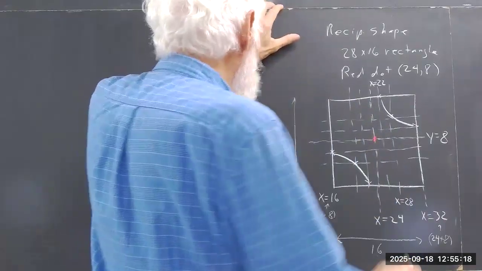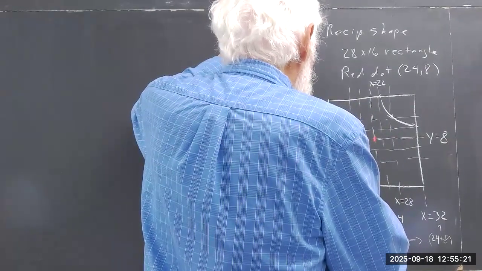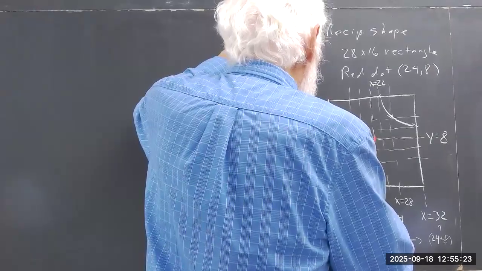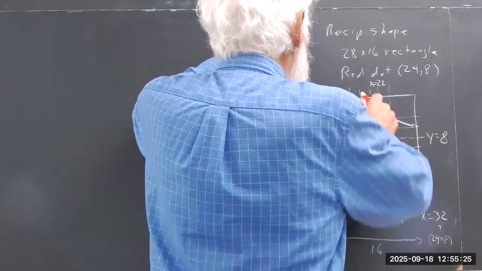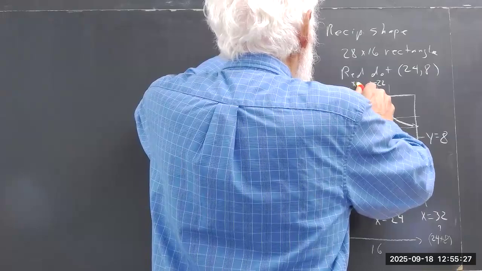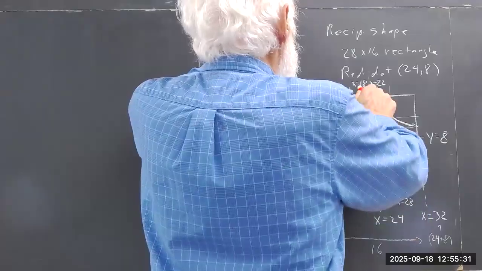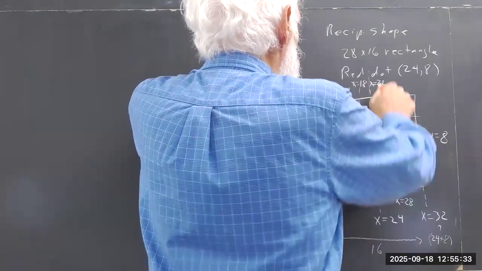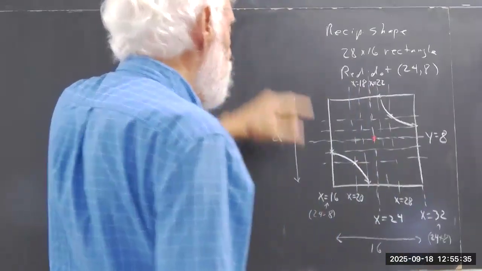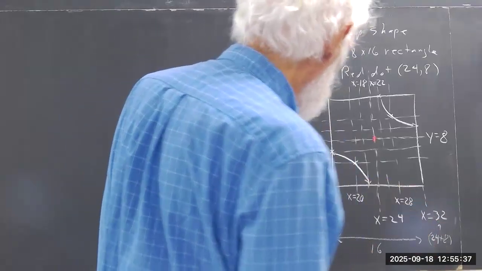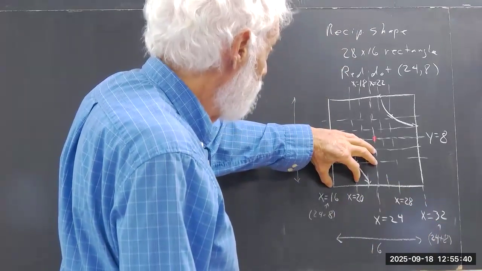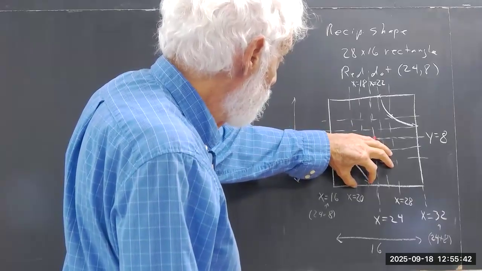Now, I'm not going to go through all the details because I'm taking too much time to go through these details, because there's other stuff you have to see. So this line is x equals 18. This line is x equals 24. And then you look at this and make sure everything makes sense. It's 4 units from here to here. Yeah, it's 2 units from here to here.